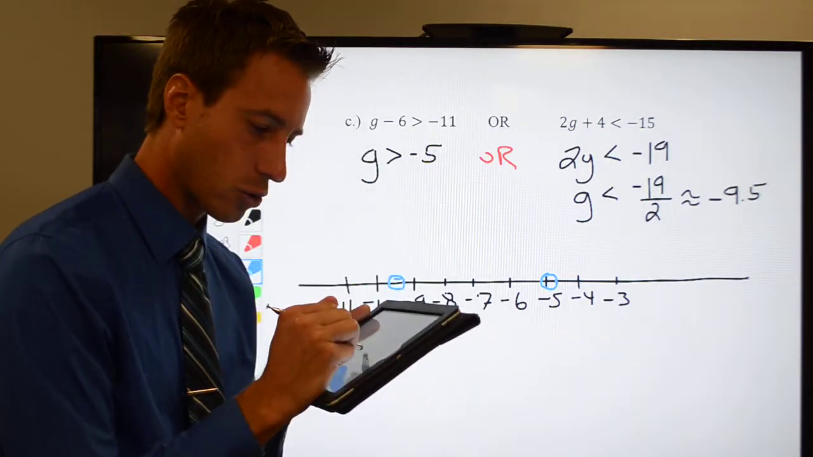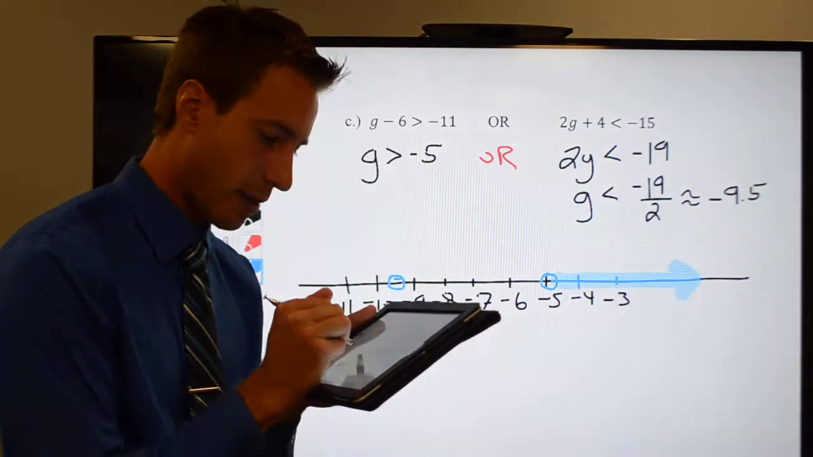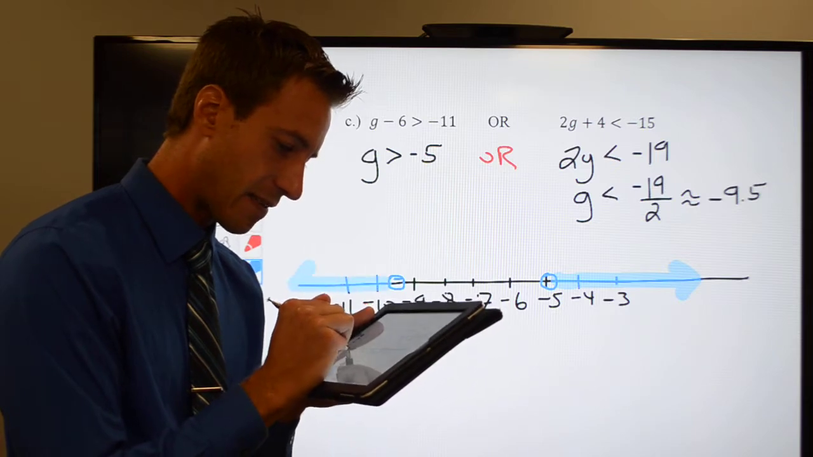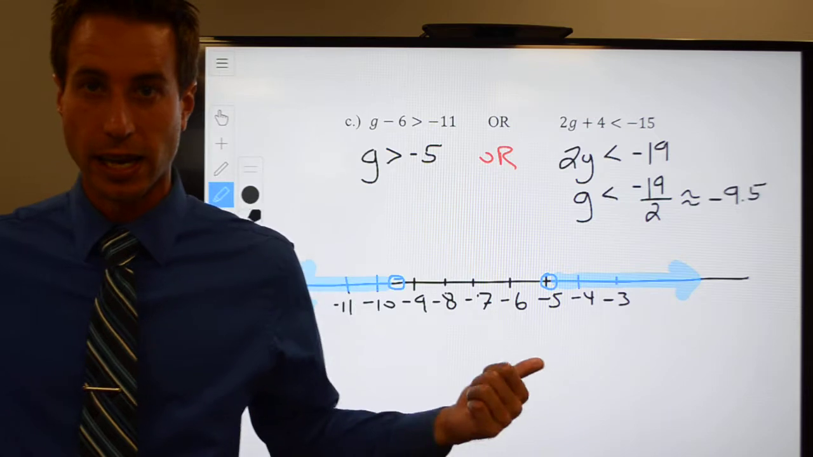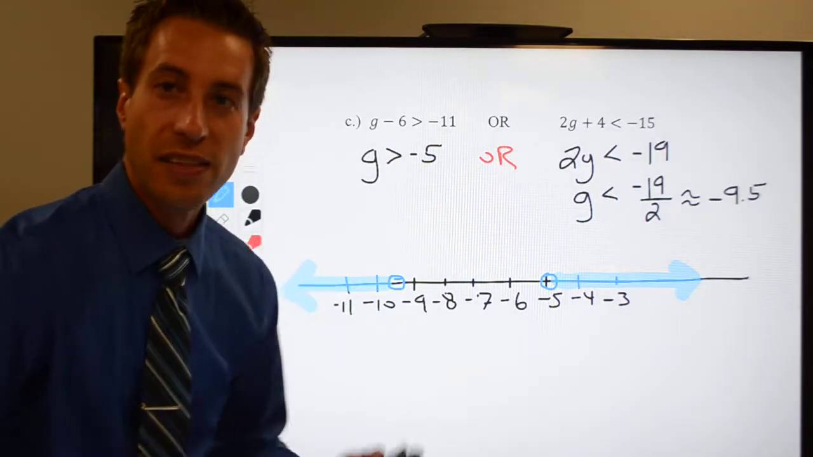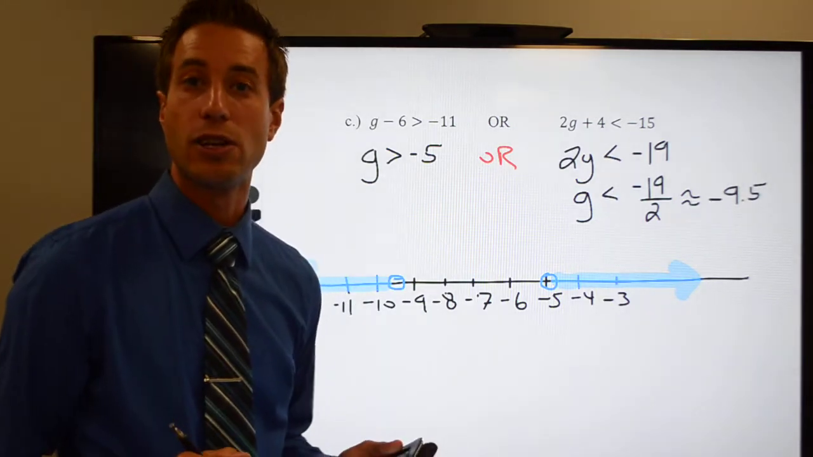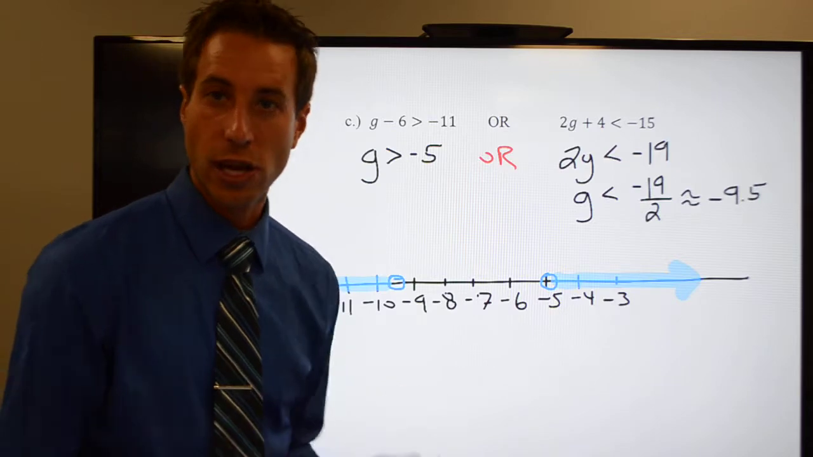I need everything greater than a negative 5. That's going that way. Everybody less than a negative 9.5. That's everybody going that way. And I got my oars on a boat, right? The oars hanging off in opposite directions. That takes care of all the problems on this page of the notes. Head on over to the next page, and I'll meet you there.